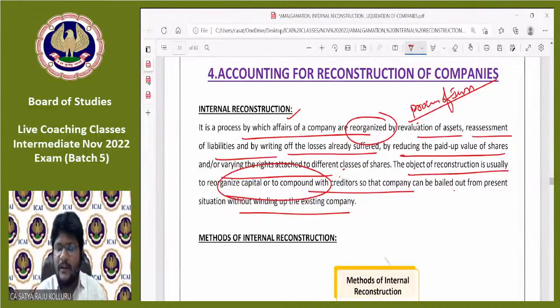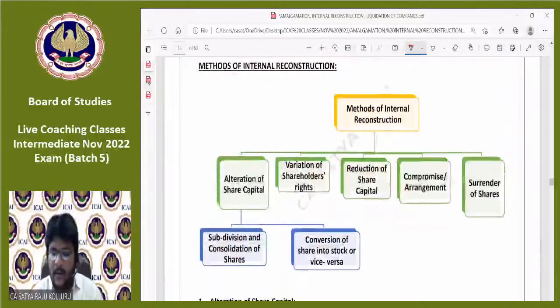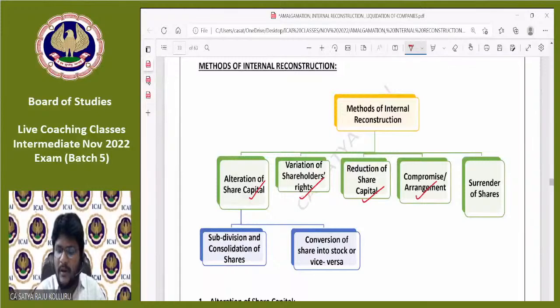In case of internal reconstruction, the existing company doesn't liquidate at all. The existing company will continue its business activities. But in case of external reconstruction, the existing company is going to liquidate, or a new company is incorporated to take over the existing company. What are the different methods of internal reconstruction? Alteration of share capital, variation of shareholders' rights, reduction of share capital, compromise or arrangement, surrender of shares.